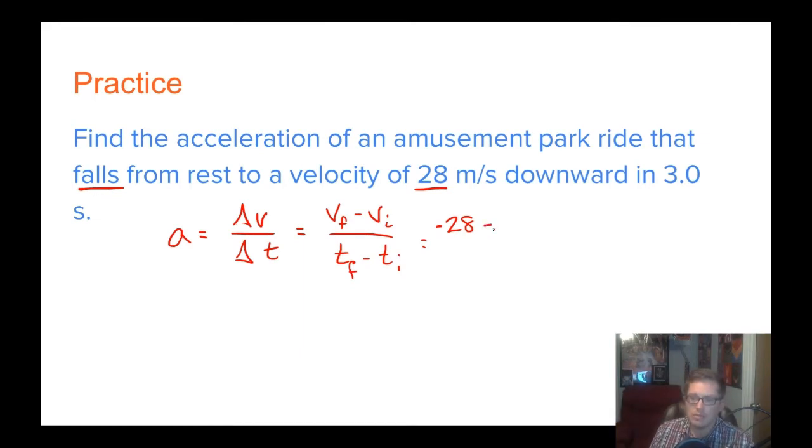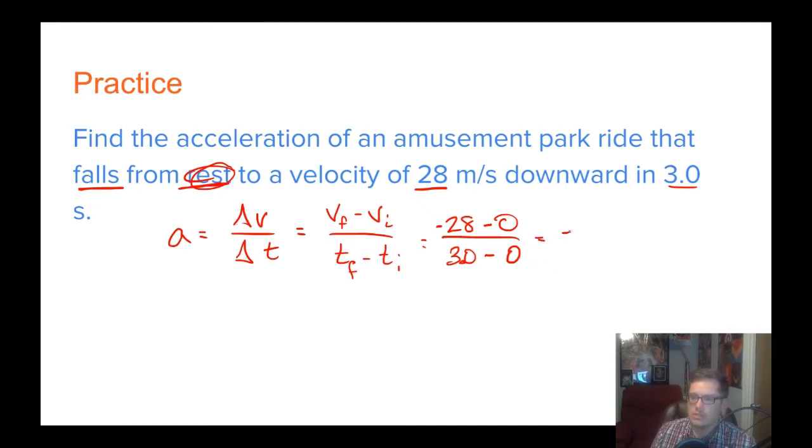Now what was our initial velocity? Well, it has to be 0, and we know that because right here it says it fell from rest. So we've got a 0 there. Now our time final, well, that was 3 seconds, 3.0 seconds. And what was our initial time? Well, our initial time, we're just going to assume is 0, because it just makes sense that when we start our timer, we define that as 0 as our initial time.